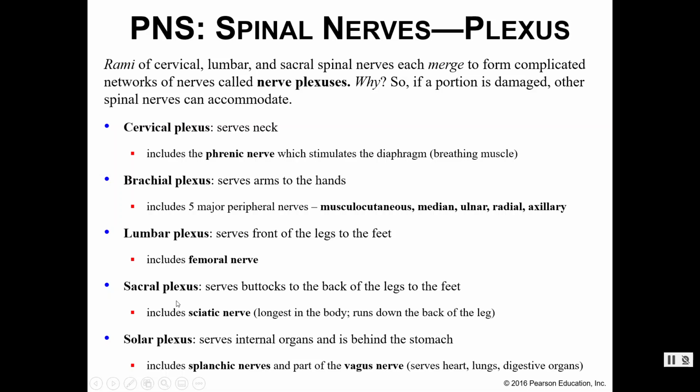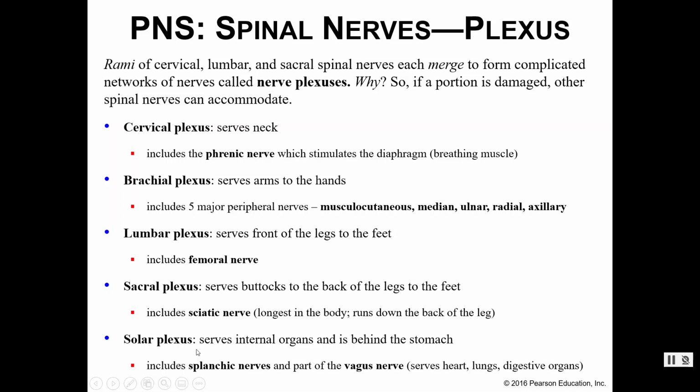Your sacral plexus does the back side of your leg, basically. It runs from your buttocks down the back of your leg to your foot. This includes your sciatic nerve, which is the longest nerve that you have in your body. It runs all the way down the back side of your leg. It's very common to have sciatica or sciatic nerve pain from putting extra pressure on this nerve. It makes your leg tingle and kind of hurt. So the lumbar plexus does basically the front side of your leg. Sacral plexus basically does the back side of your leg.